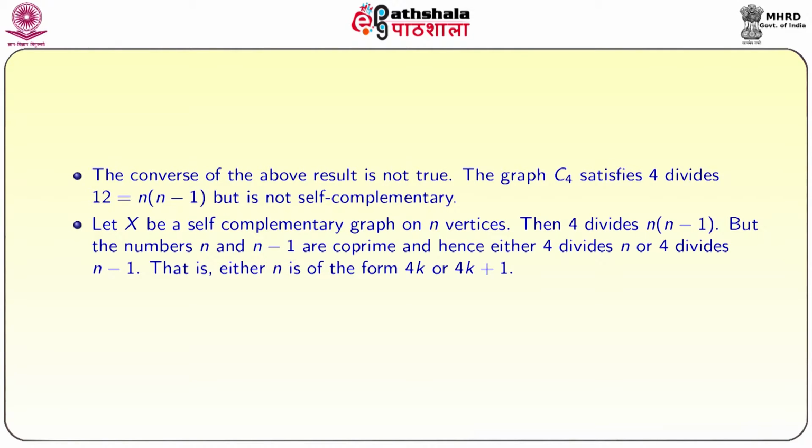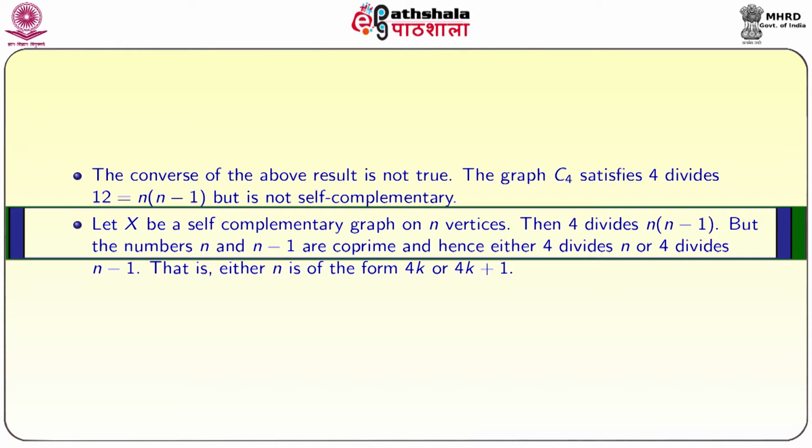The converse of the above result is not true. That is, the graph C4 satisfies that 4 divides n into n minus 1, that is 12, but it is not a self-complementary graph. It is because its complement is even disconnected. It has only 2 edges, whereas C4 has 4 edges. Clearly, it is not a self-complementary graph, but 4 divides n into n minus 1, 12. So, the converse of the previous result is not true.